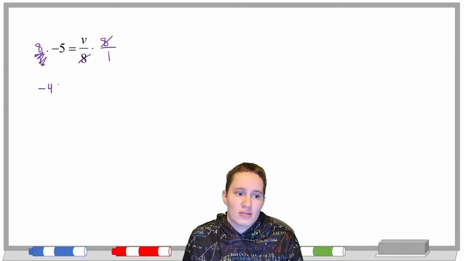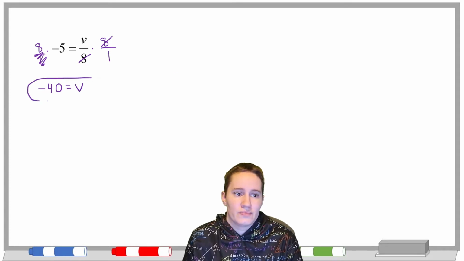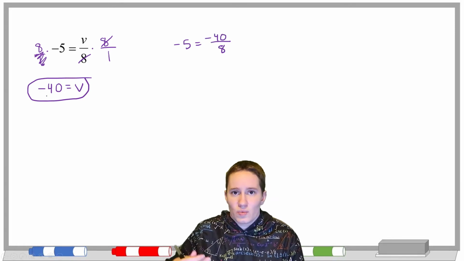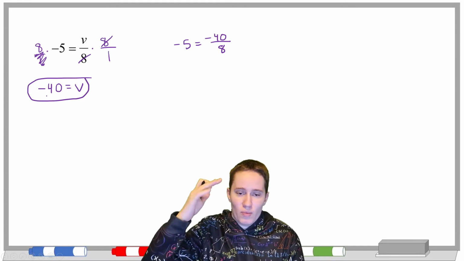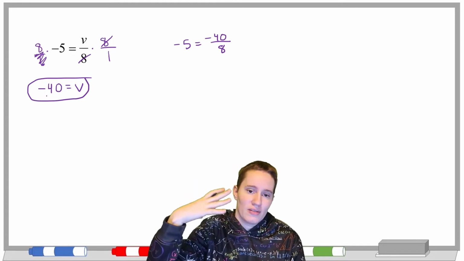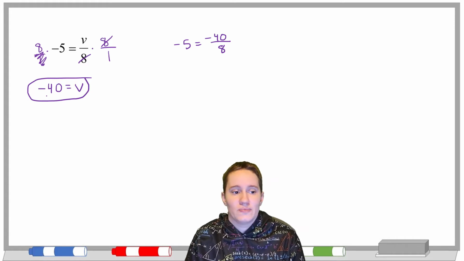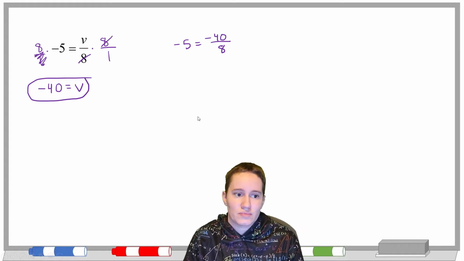The good old days. So this is negative 40 equals v. Okay, we can check and see if that's right. And if we did this in our head, this would have been our thought process, right? What divided by 8 equals negative 5? Well, now we see negative 40 divided by 8 equals negative 5. So that is our answer.